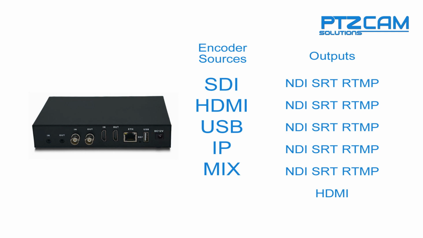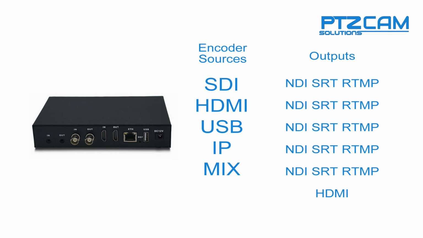But IP basically means SRT, RTMP, HLS, RTSP. It will take in those sources and it will encode them to NDI. And then there's a mix. So the mix is an input. It can be any one of the inputs already in the system. It can be the SDI, HDMI, USB, NDI HX, or IP stream, or it can be a mixture of those in a multiview or in picture-in-picture. There are a number of ways to arrange the mix.